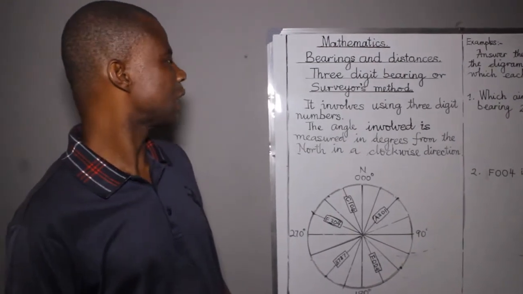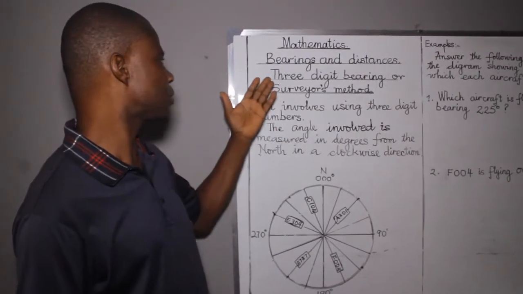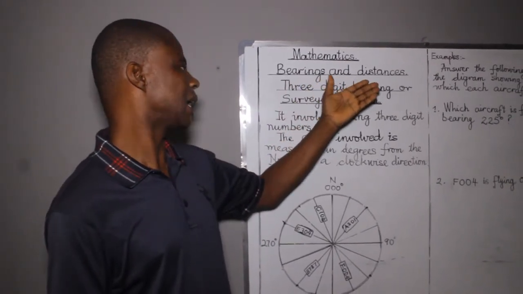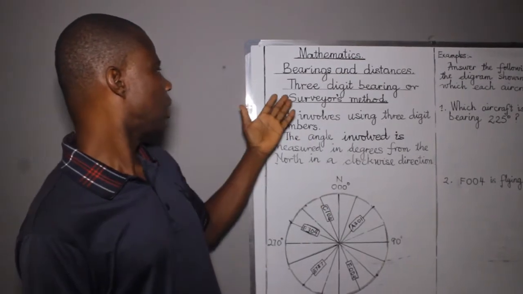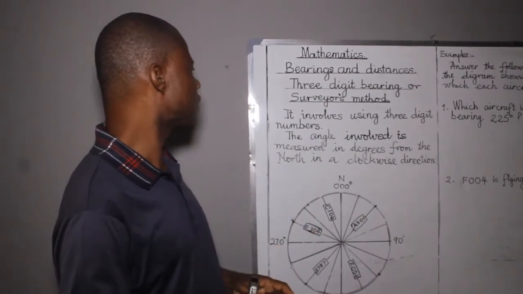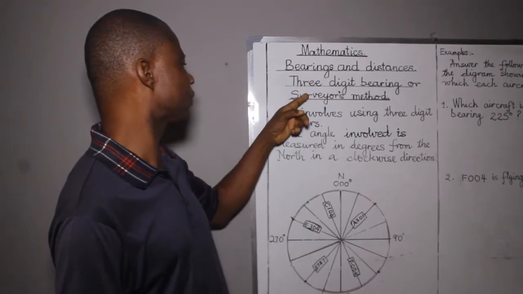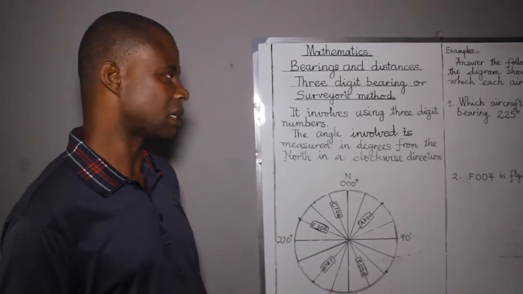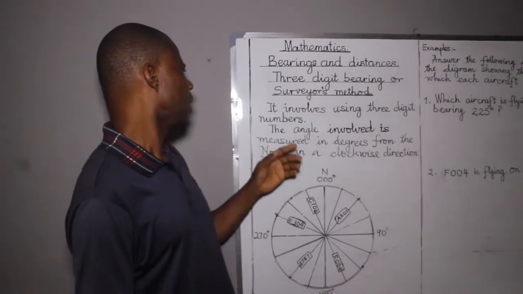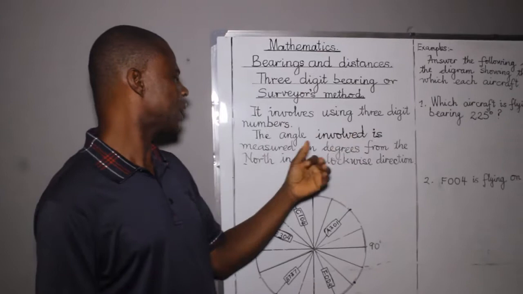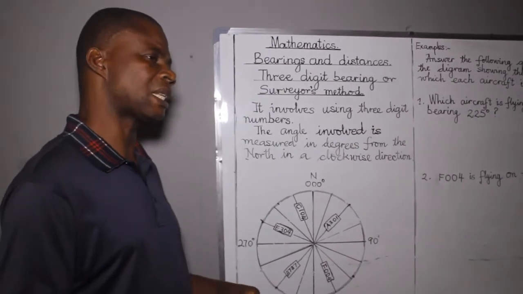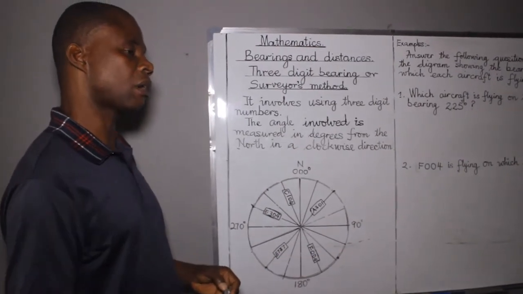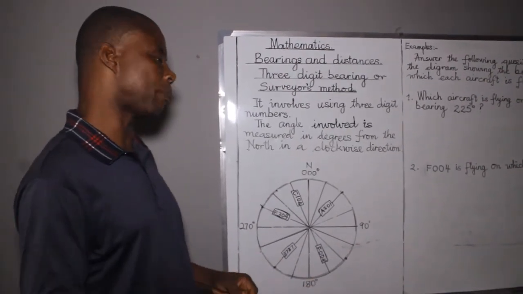Today we are going to take a further look at the aspect we started with during the week titled Bearings and Distances. We've considered the first part, and today we're going to consider the 3-digit bearing, also known as the Surveyors method. It involves using 3-digit numbers. That is, we use 3 figures to indicate the bearing of a particular place or a particular location.